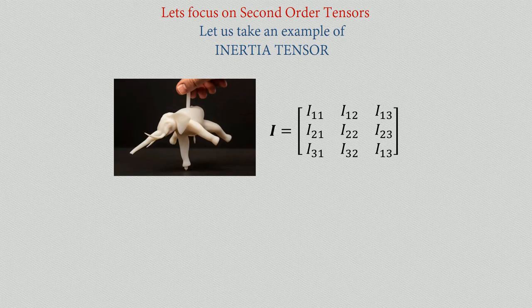Okay, let me give another example. For example, the I31 term, what does it represent? If the body is already rotating around axis 1, and now you try to rotate it about axis 3, what would be the inertia? So that's what these cross terms mean.